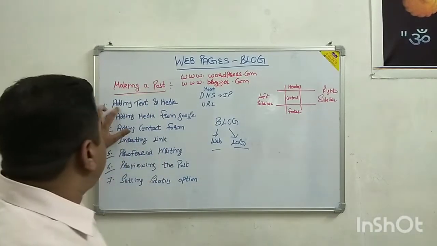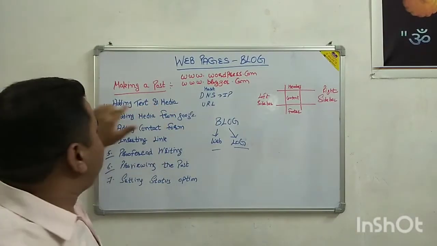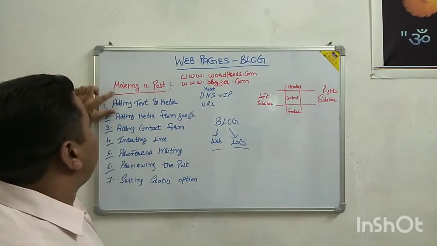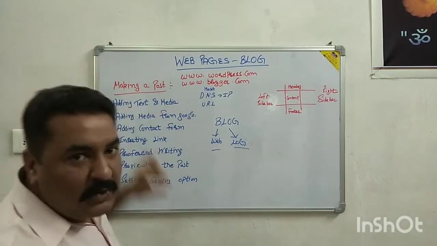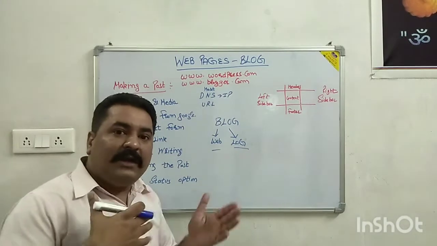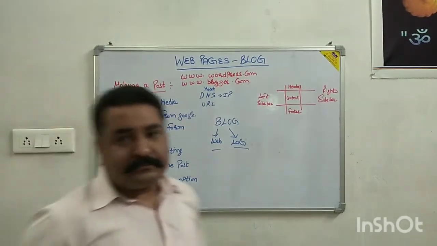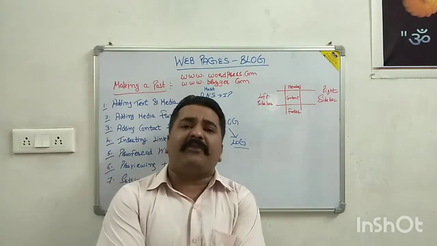So this comes under adding text and media. This can be done by adding a text and a media. While creating a post, we have to add the text and we have to add the media for a particular post on the blogger. Then adding media from Google. How can we add the media from Google?